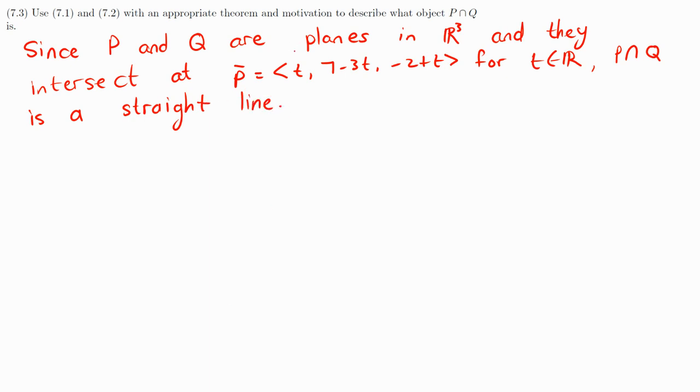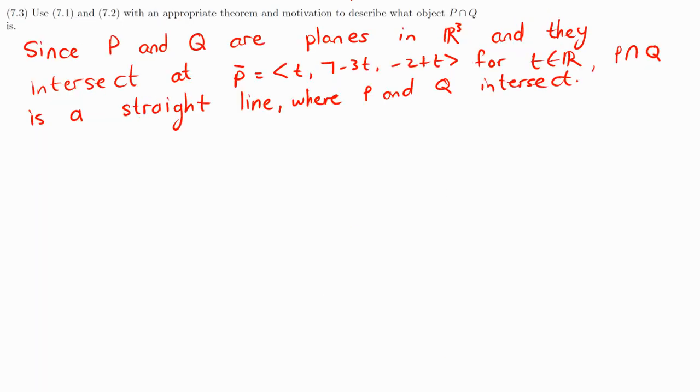Okay, so since P and Q are planes in 3D and they intersect at this, for t an element of R, P and Q is a straight line where P and Q intersect. It's a little bit redundant and over the top, but I'm just emphasizing that this is the place they intersect and that is a straight line where they intersect.